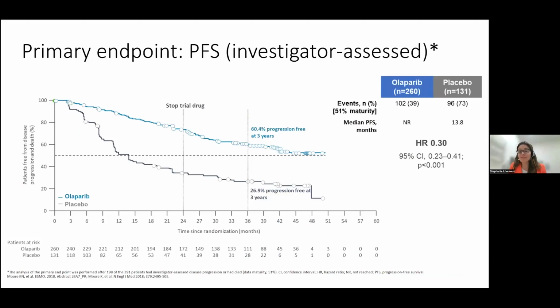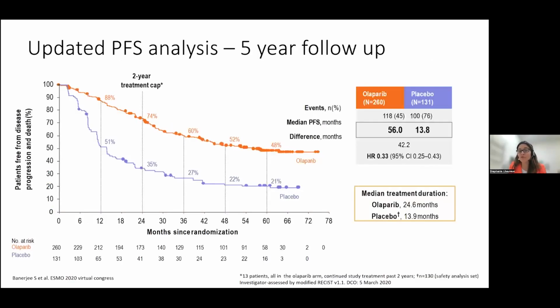When they looked at the PFS, the patients who got olaparib had a median PFS that was not reached at the time of this initial presentation, versus 13.8 months with the placebo. So definitely here, we have the clinical validation of the theoretical concept of synthetic lethality. You have patients with a BRCA mutation who have homologous repair deficiency, they're responding to platinum-based chemotherapy, and you target the alternative DNA pathway with a PARP inhibitor treatment. So definitely a positive trial. What is interesting is to have a follow-up. Here, the updated PFS analysis with a 5-year follow-up.